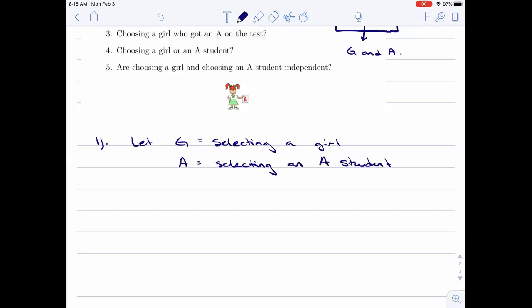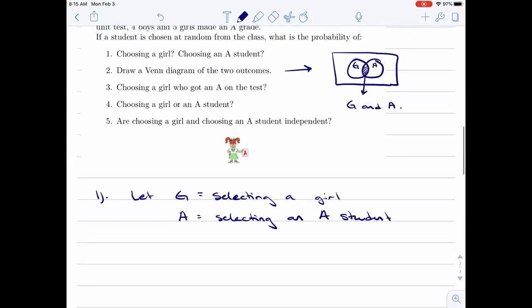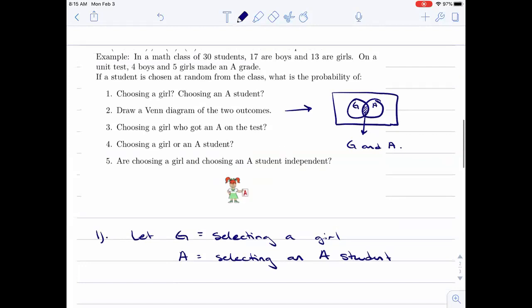Usually we just use the most obvious notation. We don't use A and B anymore because it can be hard to figure out which one's which. Here we've got an A, but it's because it's an A grade. I guess not an A student, but I think we know what we mean. So we can pull a girl, we can pull an A student, we can pull a girl that is an A student, and we know all these probabilities just from these counts that we have.